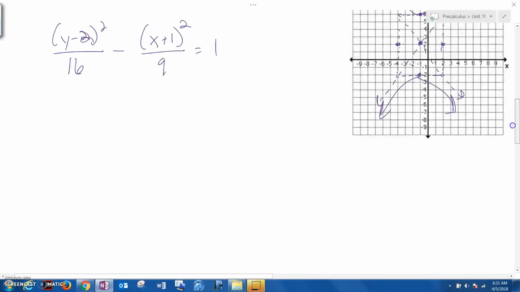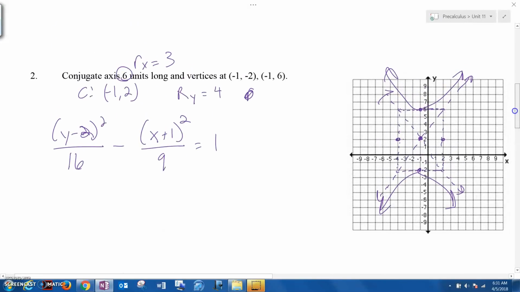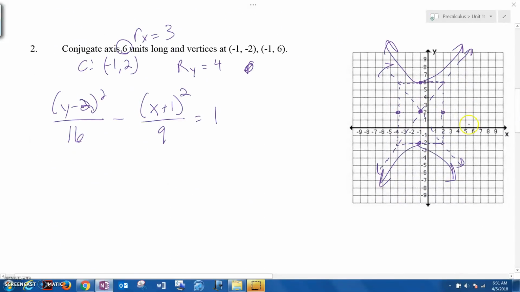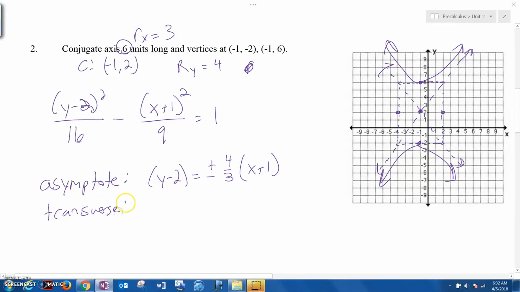I think that's all I had for today. So, much shorter than yesterday, but I want to review one more thing. I can also get the asymptote equations. Remember, it's just the y piece from the center, so it's y minus 2 equals, the slope is Ry over Rx, always, plus or minus 4/3, and then the x piece is x plus 1. The transverse axis goes through the vertices, so it's a vertical line at x equals -1.